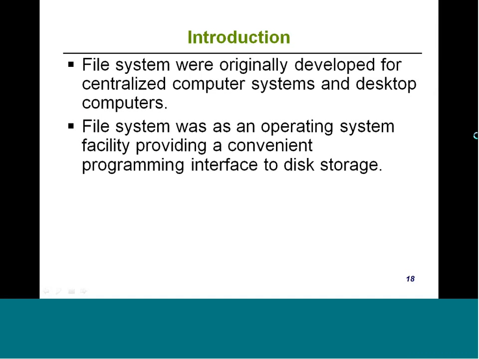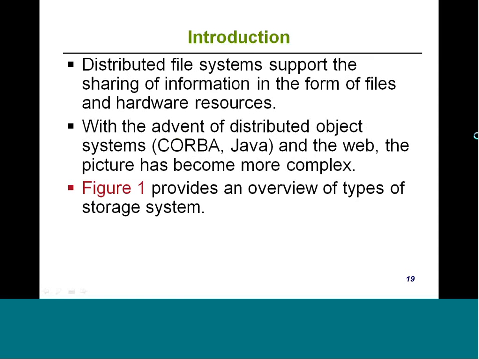So last time we discussed the file system. The file system was developed for a centralized computer system and desktop computers. A file system is an operating system facility providing a convenient programming interface to the disk storage. We will see what the gradations of the file system are, but we have to understand the memory architecture before we go into the file system. And a distributed file system specifically supports sharing of information in the form of files and hardware resources across the network. So that is the key thing.